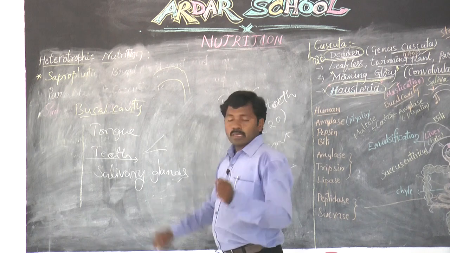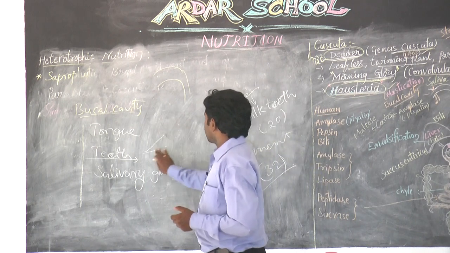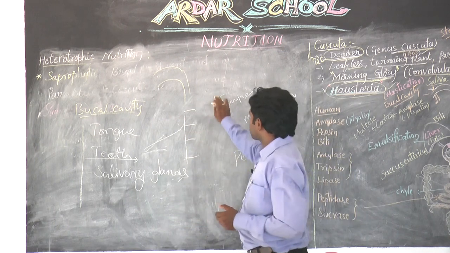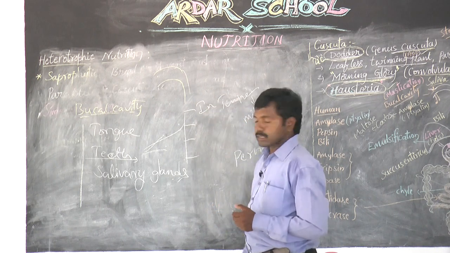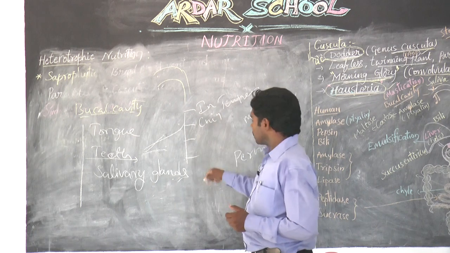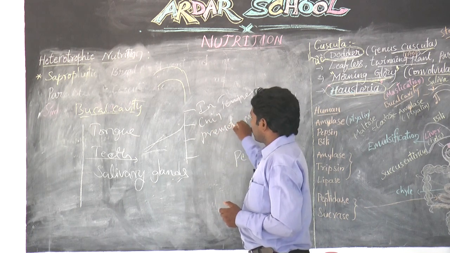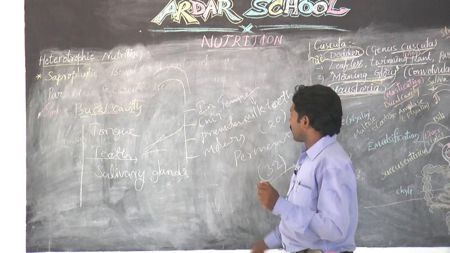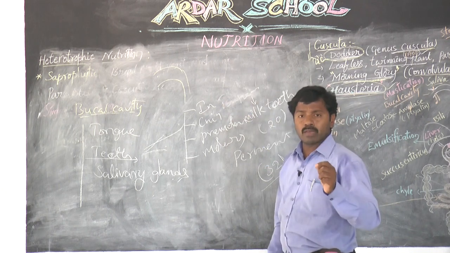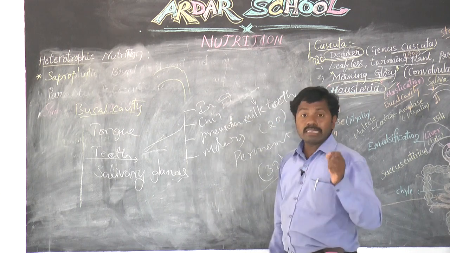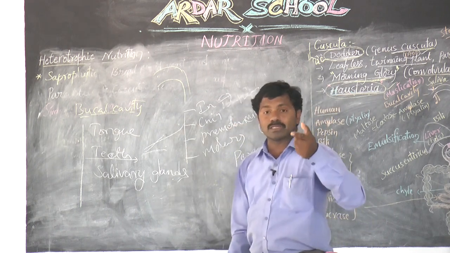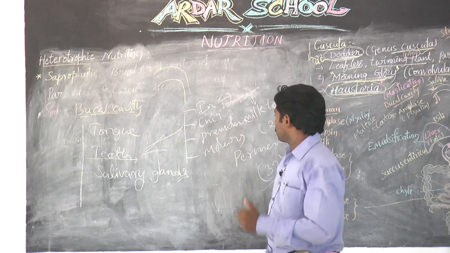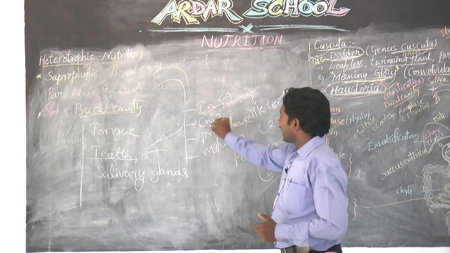Teeth are also of different types. Mainly in human beings we can observe four types of teeth. One is called incisors, canines, premolars and molars. Every tooth has one specific function. Incisors, in the name also, are like scissors. With the help of incisors, we cut the food material. That is called the incisor.